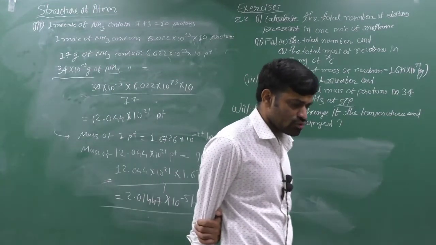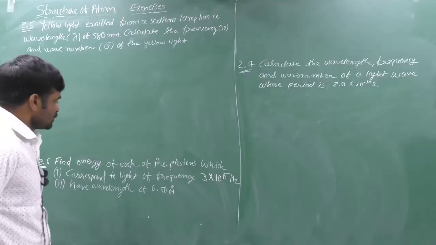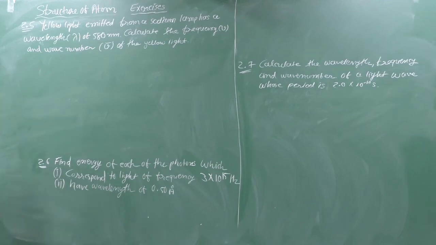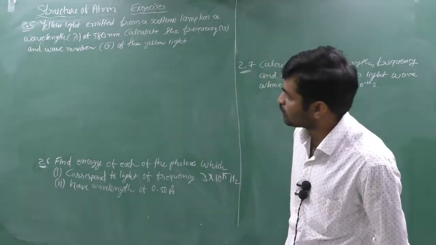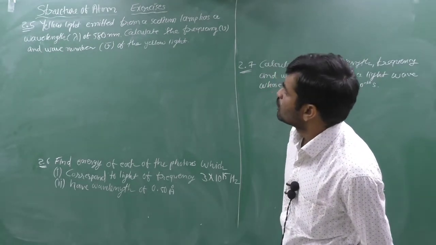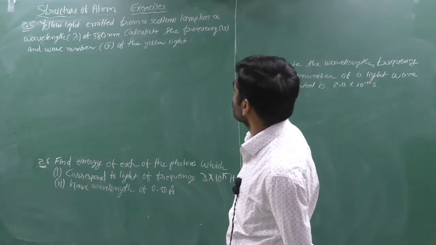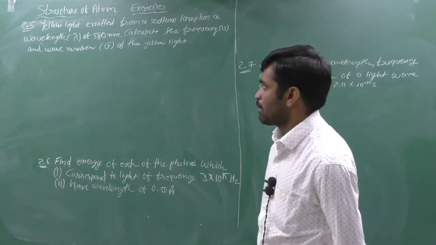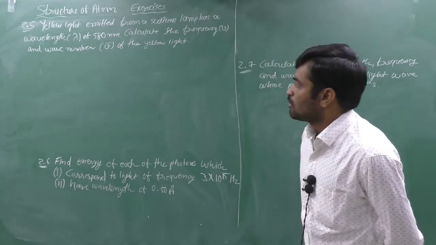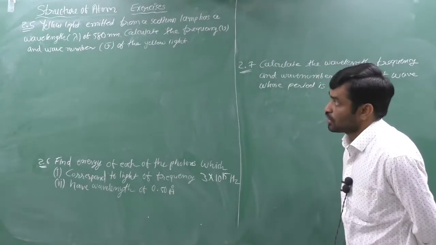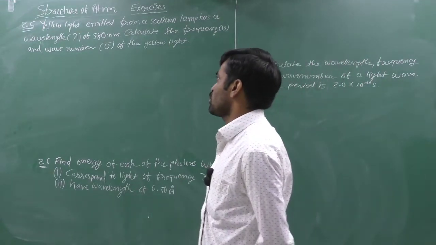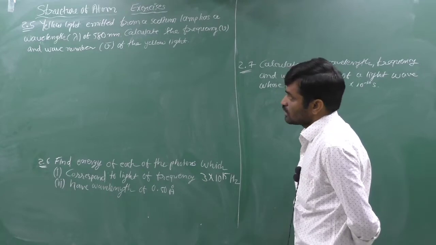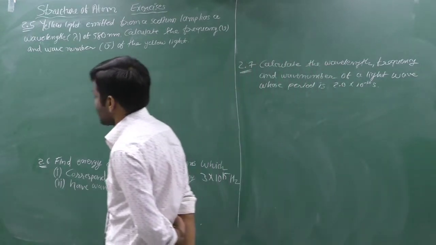Now we can start with 2.5. Then we start exercise number 2.5. 1 to 4 complete. 5: Yellow light emitted from a sodium lamp has a wavelength lambda of 580 nanometer. Means yellow light has a wavelength lambda of 580 nanometer. Calculate the frequency and wave number of the yellow light.